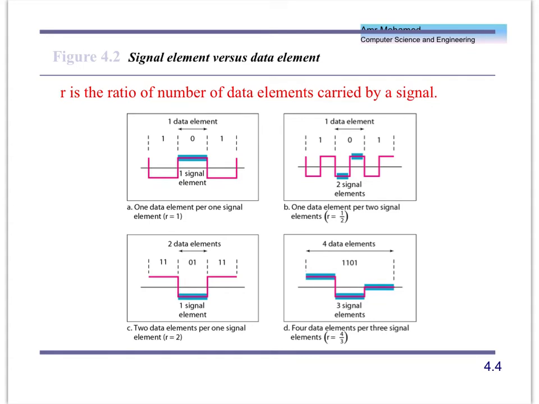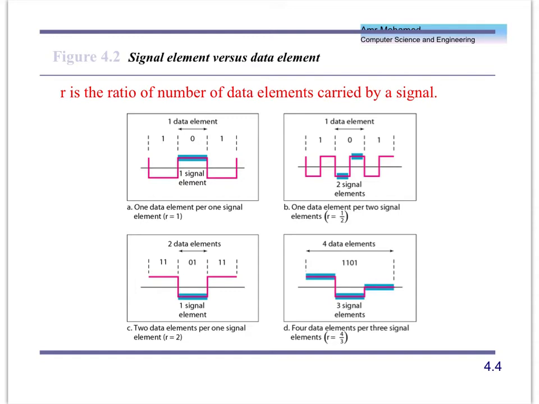And this is the arbitrary form. In the arbitrary form here, you can have whatever combination you want. So here we have 3 different signal elements to represent 4 different bits, and we will talk about why we need to do this later on. So in that case, R is the number of data elements divided by the number of signal elements.